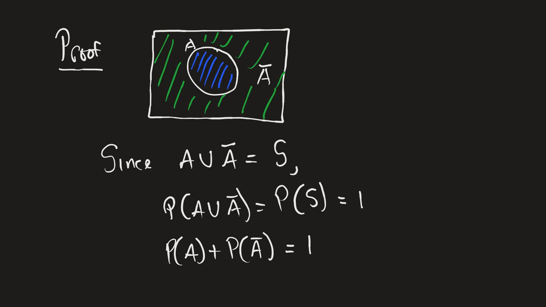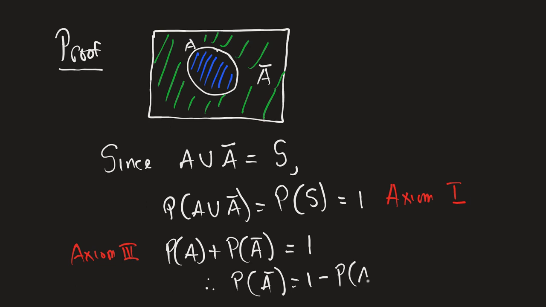Let me annotate this. This fact is due to axiom 1. This fact over here is due to axiom 3. Now, to get the result that we want, simply isolate the probability of the complement. So subtract the probability of A from both sides, and that's our QED. So the probability of A complement is 1 minus the probability of A.